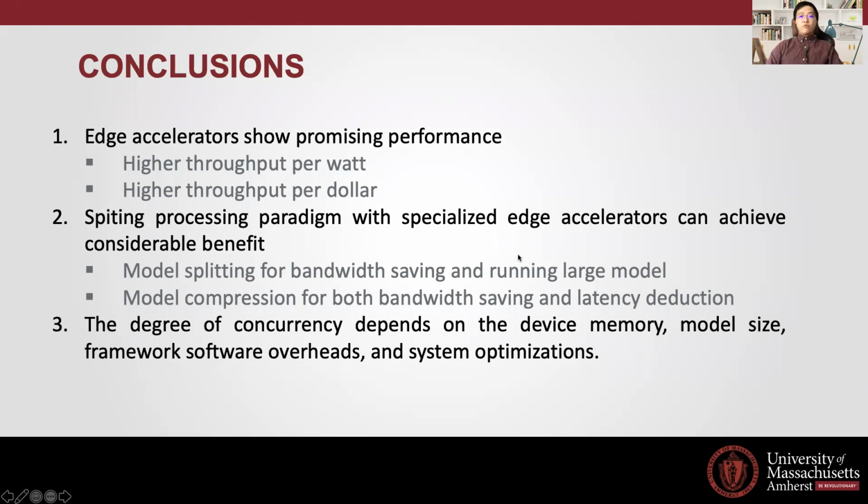We show that the benefit of model splitting is highly model dependent. For models with small intermediate outputs, splitting can achieve great bandwidth saving. For models with large intermediate output, the only reason for splitting is the model is too large to fit into the memory. For model compression, we show that it can not only achieve bandwidth saving, but also latency reduction. And finally, we show that different edge accelerators can achieve different levels of concurrency. The degree of concurrency depends on the edge device memory, model size, framework software overheads, and system optimizations.